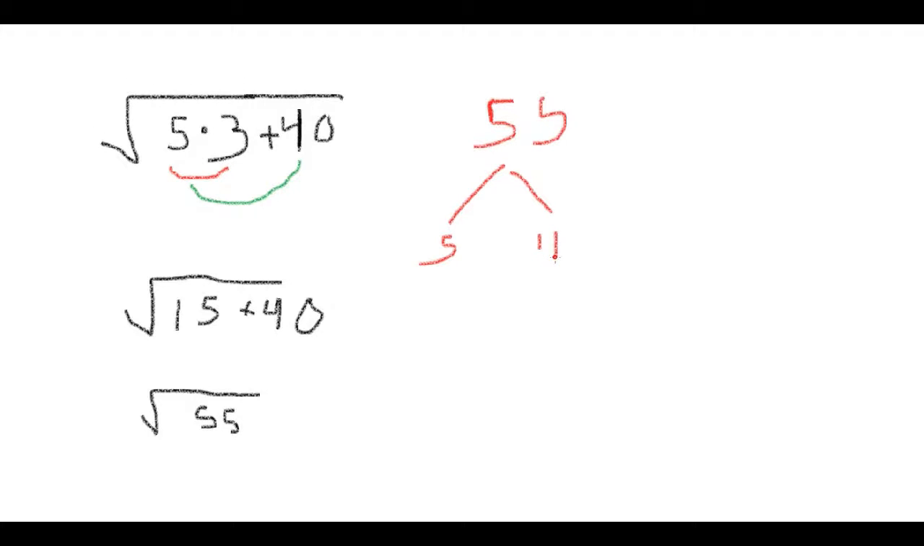Now, let's check to see if we can break 55 down into 2 equal numbers. Well, the factors of 55 that are in my head are 5 and 11. So there's no perfect square for 55. So the answer remains as the square root of 55. I hope you all got that.